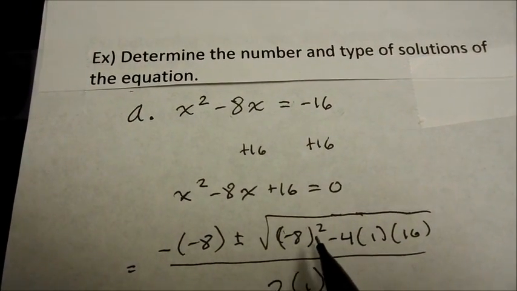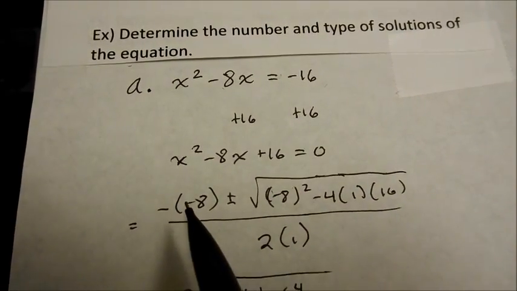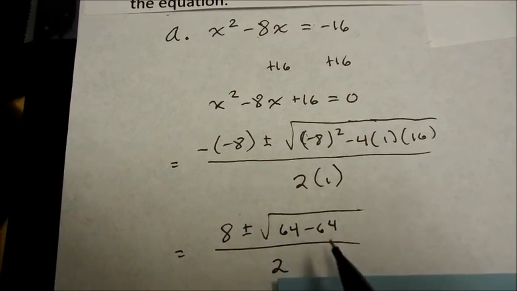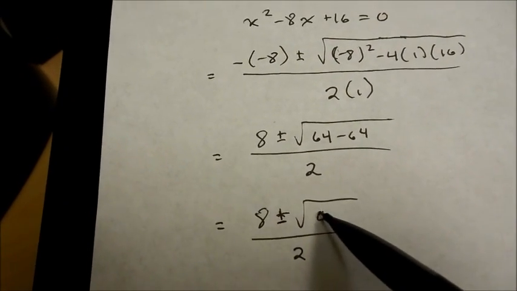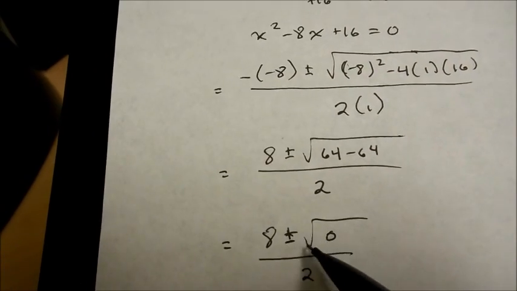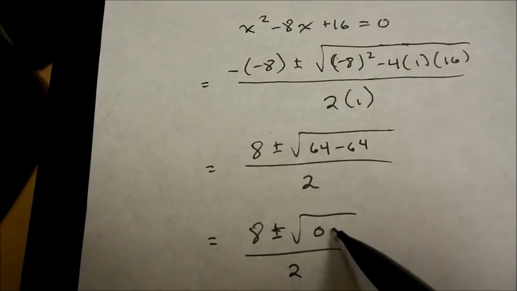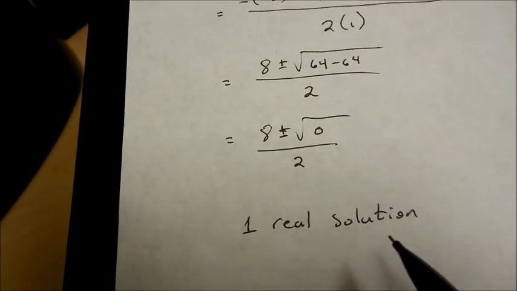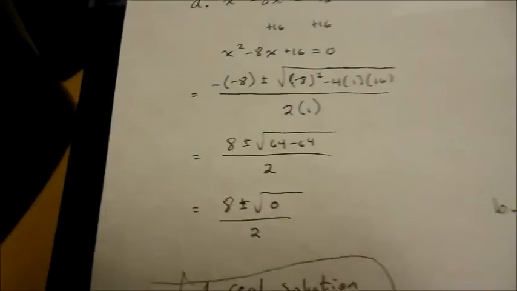We're not interested in actually solving it, but we're interested in knowing what this value is. If we were to continue here, we'd get positive 8 over 2, and inside the square root, we'd get 64 minus 64, or 0. So the idea is that 0 is playing the role of finding the number and type of solutions here. That would go away, and we have 8 over 2, which is a solution of 4. But we're not interested in the solution. We're interested in determining the number and type of solutions. So this would indicate one real solution here. One real solution is the answer to our question.